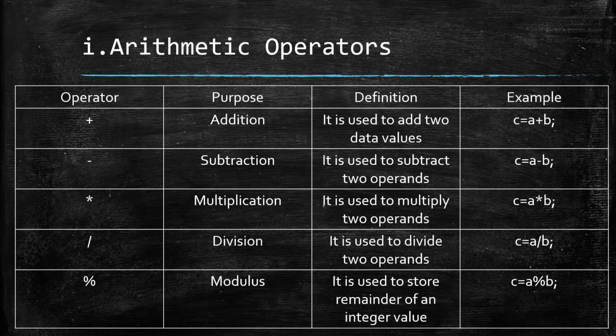That is c is equal to a mod b. Like a by b, we store the quotient in our c, but here we store the remainder in our c. Fine, that's the only difference. And the remaining operators are all very basic operators which we all know: addition, subtraction, multiplication, division. We are very familiar with all these. So this is all about our arithmetic operators.